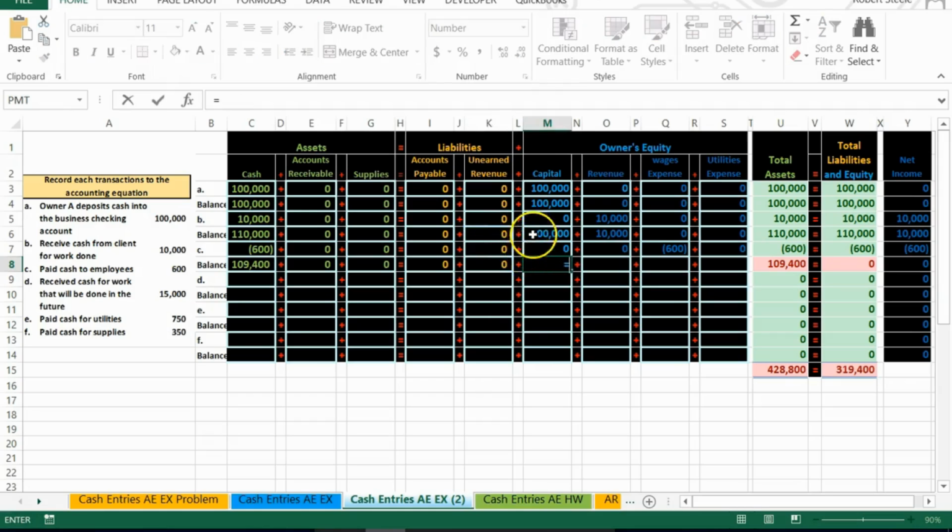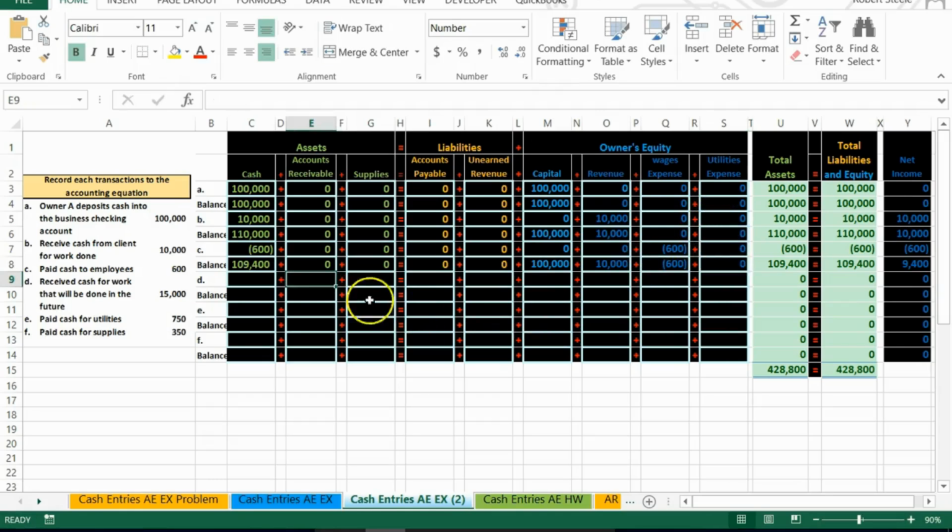This equals M6 plus M7, tab, tab. This equals O6 plus O7, tab, tab. This equals Q6 plus Q7, tab, tab. Notice it's a negative number again. This equals S6 plus S7.